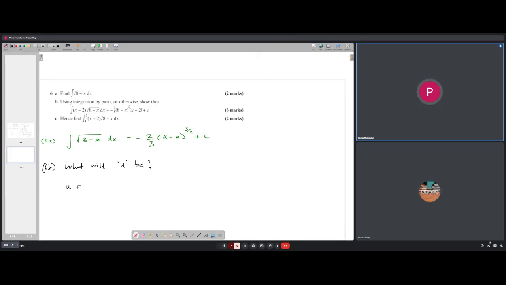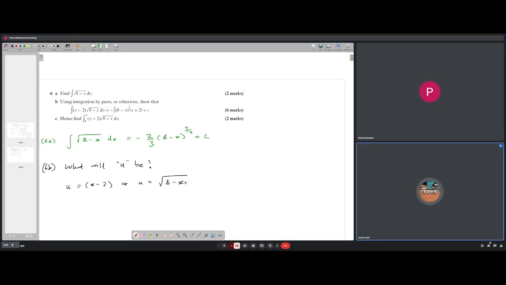So would it be u is equal to x minus 2 or u is equal to square root of 8 minus x? So let's have a think about this. If you're stuck on part B, you need to remember in your exam, if you ever get stuck on a question, make sure you use the previous part of the question to help you, because it's definitely going to be helpful.